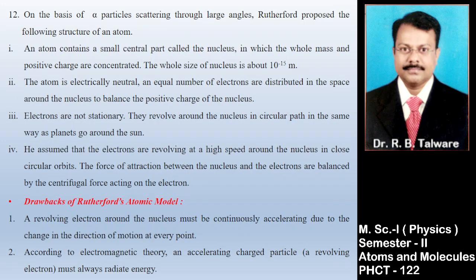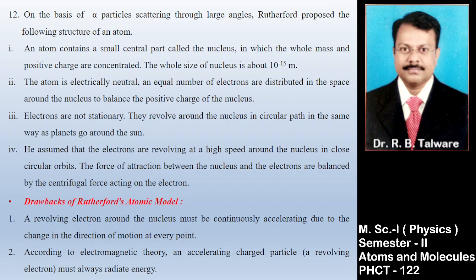Now next one, on the basis of alpha particles scattering through large angles, Rutherford proposed the following structure of an atom. These are the predictions of Rutherford. First one is an atom contains a small central part called the nucleus, in which the whole mass and positive charge are concentrated. The whole size of nucleus is about 10 to the power minus 15 meter.